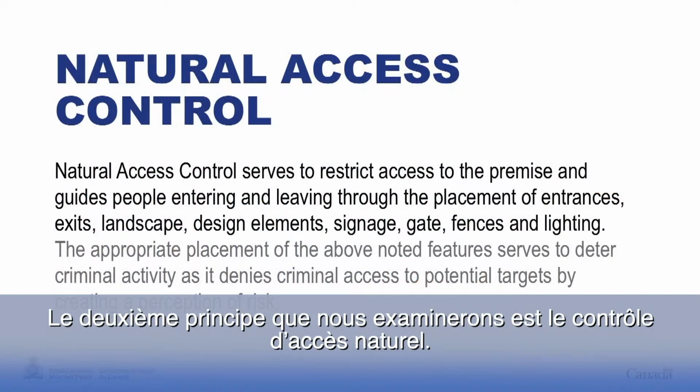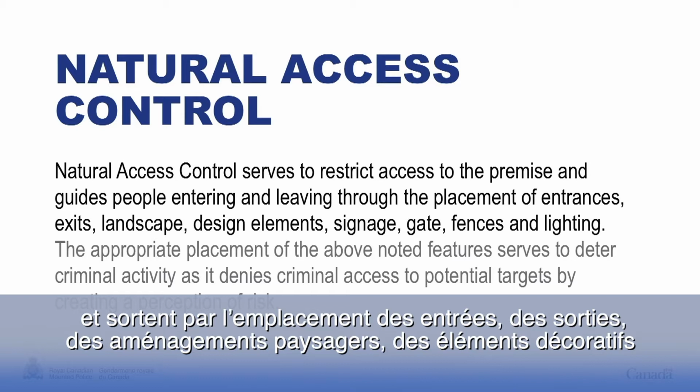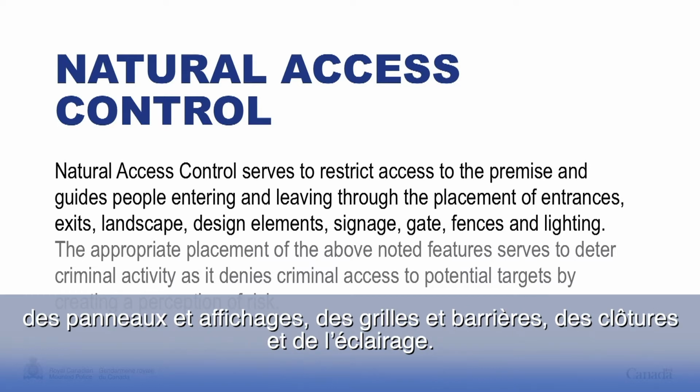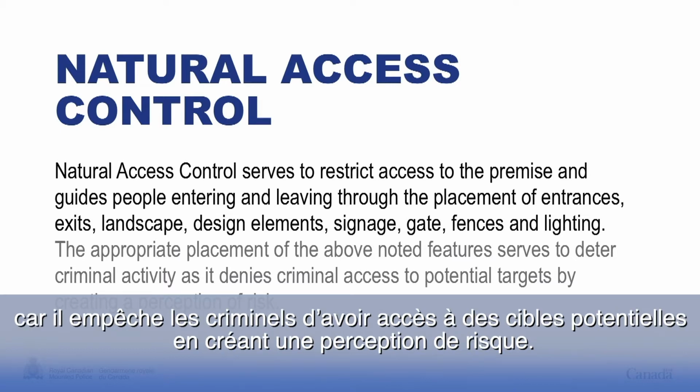The second principle we'll be looking at is natural access control. Natural access control serves to restrict access to the premise and guides people entering and leaving through the placement of entrances, exits, landscape, design elements, signage, gates, fences, and lighting. The appropriate placement of the above noted features serves to deter criminal activity as it denies criminal access to potential targets by creating a perception of risk.